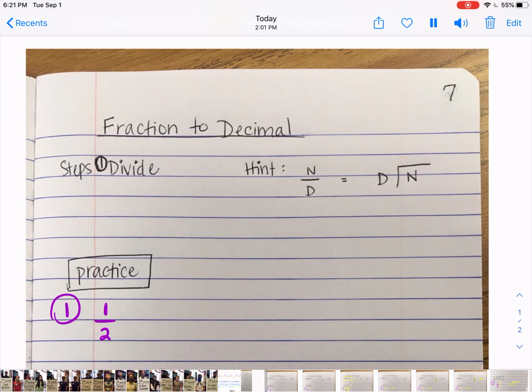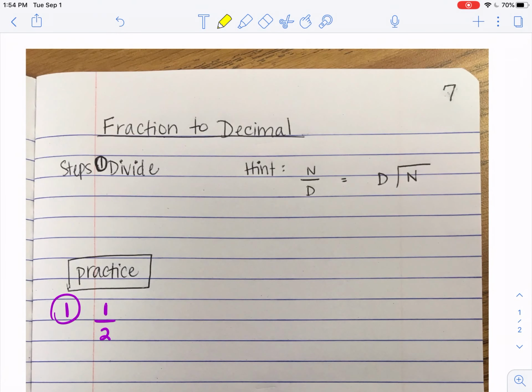All right, today we are going to talk about how to take a fraction and turn it into a decimal. So we're going to work it all out using this first example, 1/2. If you want to take notes along with us in your journal, that would be a fantastic idea. Just go to your next available page and get started.